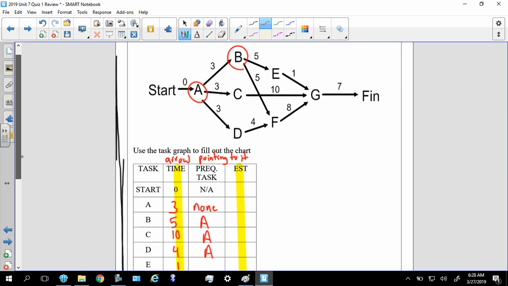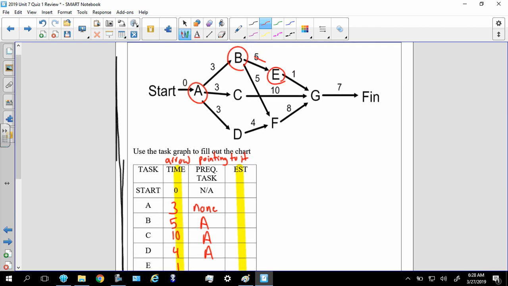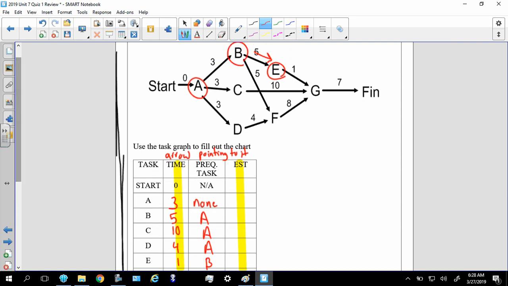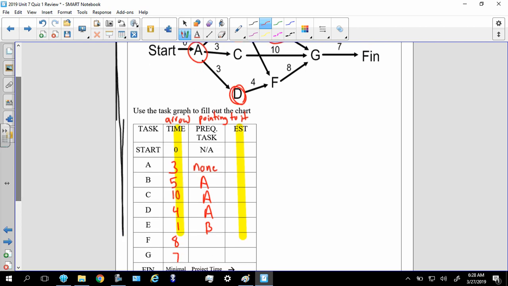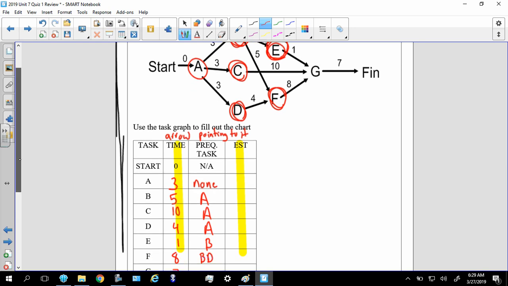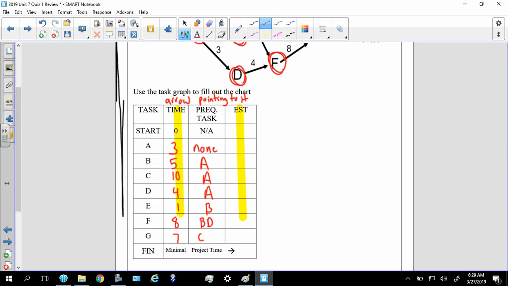Is E. Well, let's see. E's right there, and the one thing pointing to E is B. All right, that's easy. Now F. Oh, man, we got 2 things pointing to F. B is pointing to F, and D is pointing to F. So I got to write both: B, D. And let's see, G. Oh, man, look, G's got 3 arrows pointing to it. That is E, C, F. So 3 things pointing to it: C, E, F.